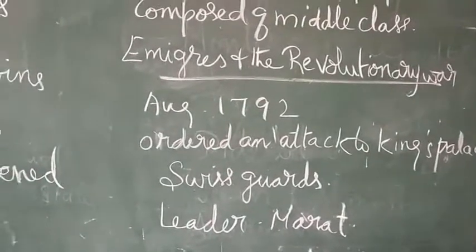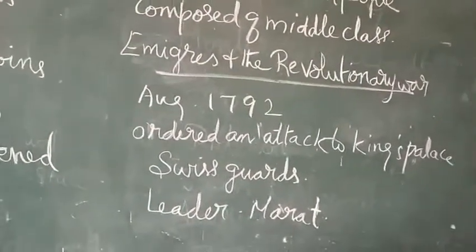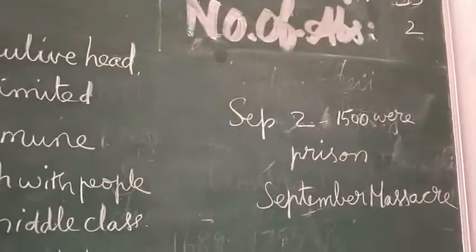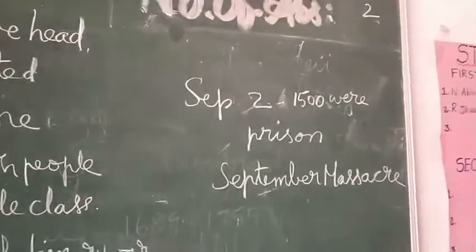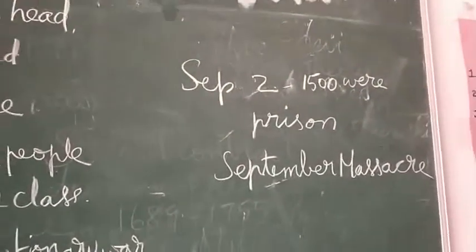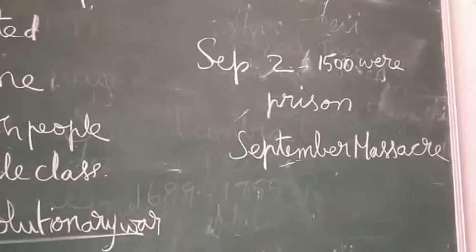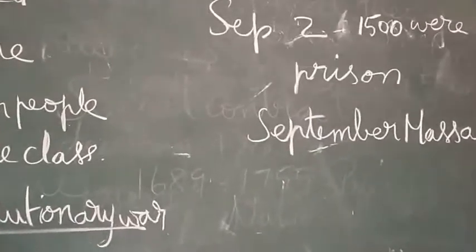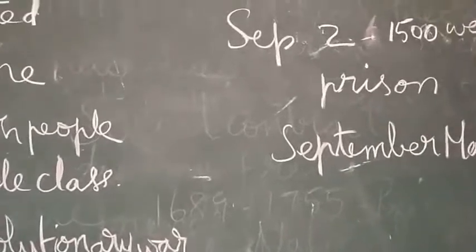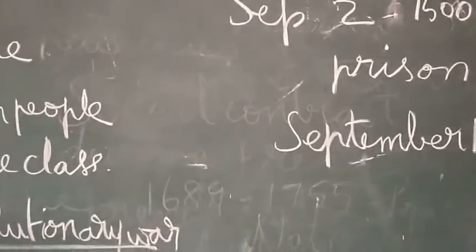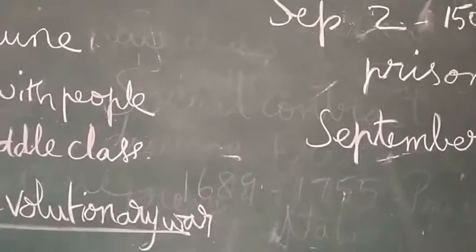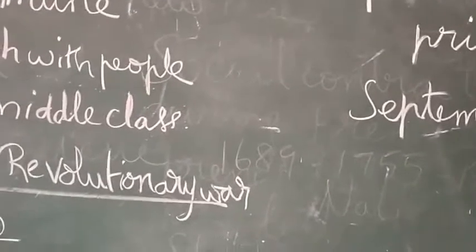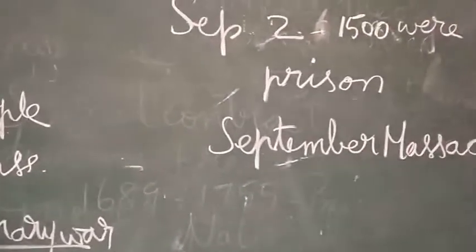Okay. So in 3 days from September 2, 1,500 people were taken to prisons. After a trial, many people were killed. This incident is called the September massacre. This is one of the short questions, isn't it, girls? And in September, the first victory occurred for the French troops, invading Austrian and Prussian forces at the Battle of Valmy. So this saved the revolution. On September 21st, 1792, the National Convention met.